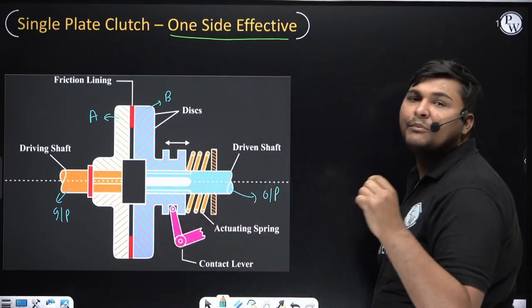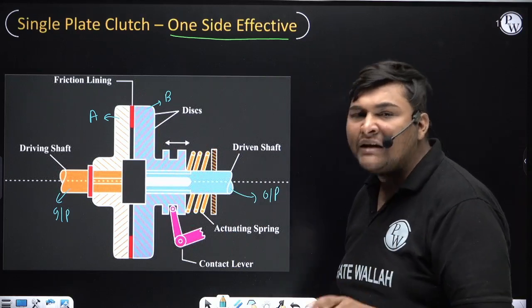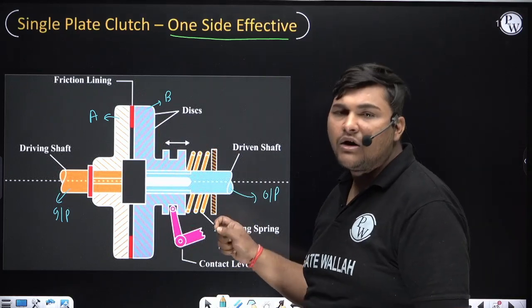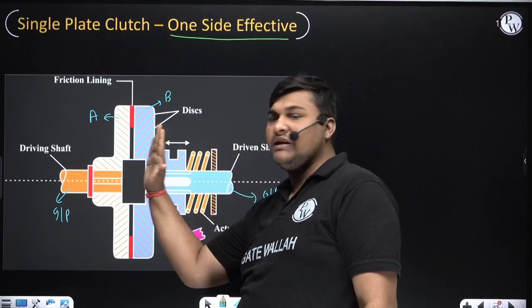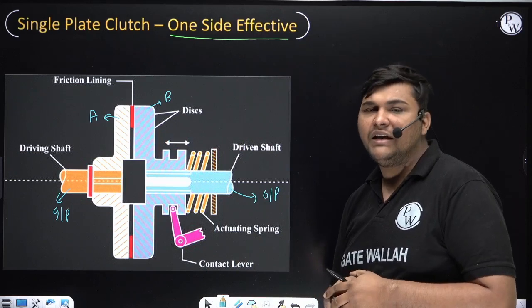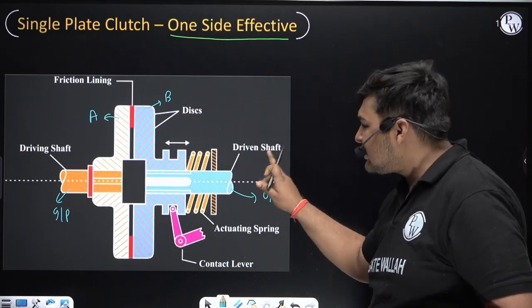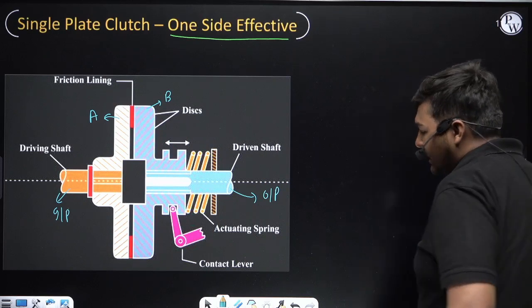Because what is the purpose of a splined shaft? The purpose of a splined shaft is that the plate or the gear or the wheels mounted on the splined shaft can also move axially on that shaft. So here this clutch plate B can move axially on the driven shaft, because the driven shaft is a splined shaft.